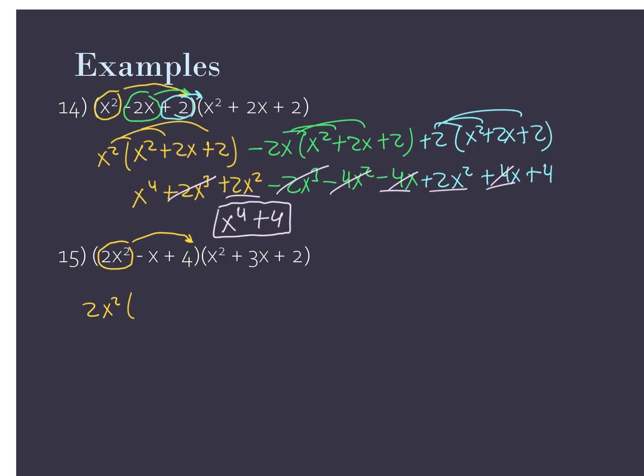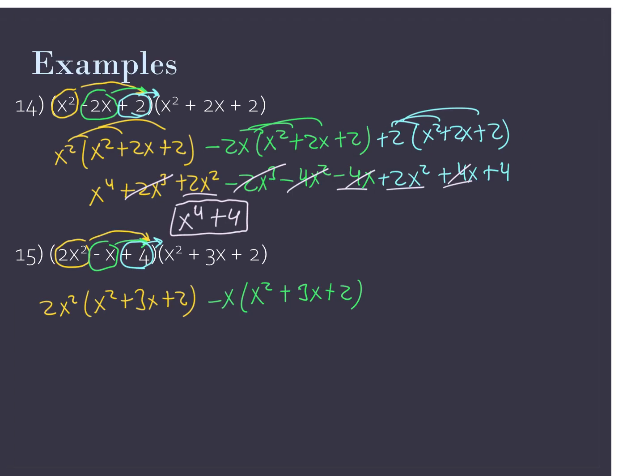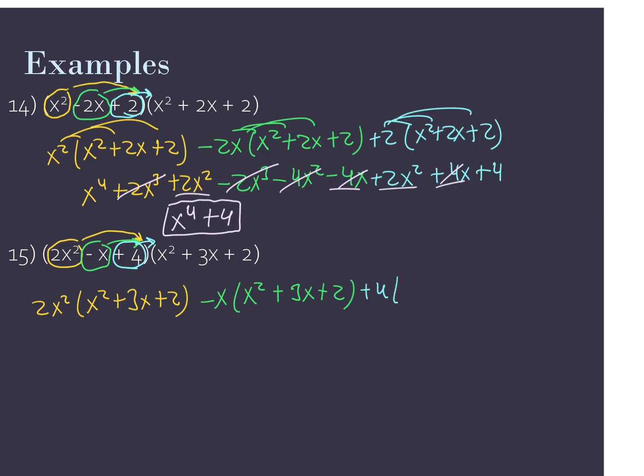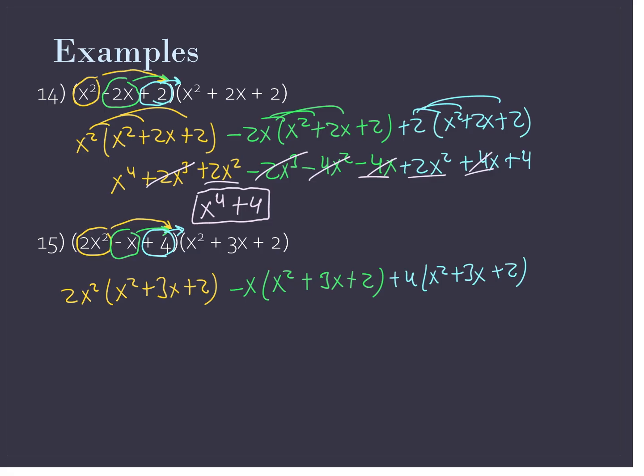So I'm going to get a 2x squared times x squared plus 3x plus 2. Take my second term, that minus x, distribute it to that polynomial as well. So I'm going to have a minus x times x squared plus 3x plus 2. Same exact thing with our last term, that plus 4. Distribute it to that polynomial. So I'm going to get a plus 4 times an x squared plus 3x plus 2. And then just like before, distribute everything.